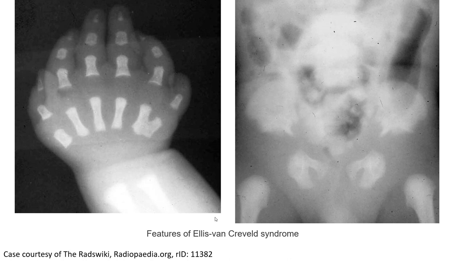This is the case of Ellis-van Creveld syndrome. What we can see is postaxial polydactyly and abnormal pelvic bones. We can see this skeletal dysplasia.